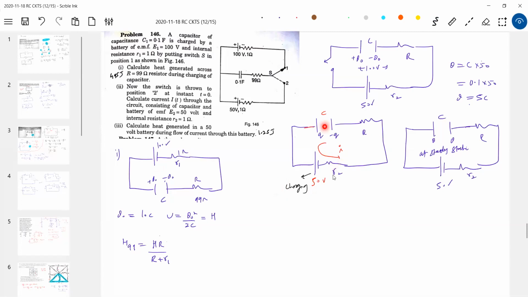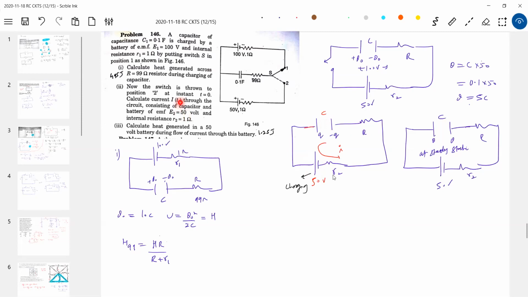Okay, finally, what happened? The energy that was there in the capacitor, what happened to it? Is it all given to the cell? Is it all converted as heat? No. The decrease in potential of the capacitor, so what will happen to this? A part of that will be given to the cell, and a part will be converted as heat.